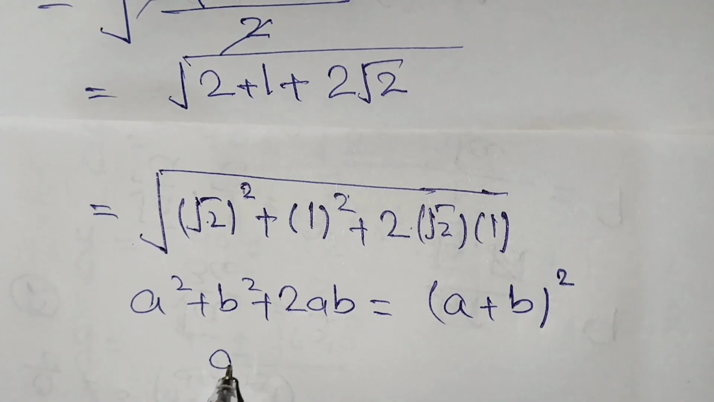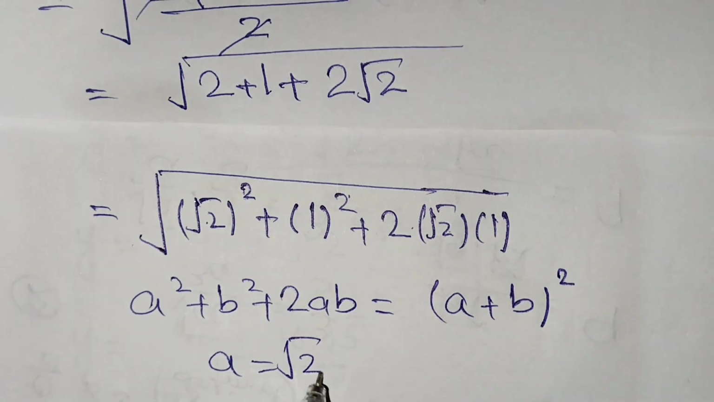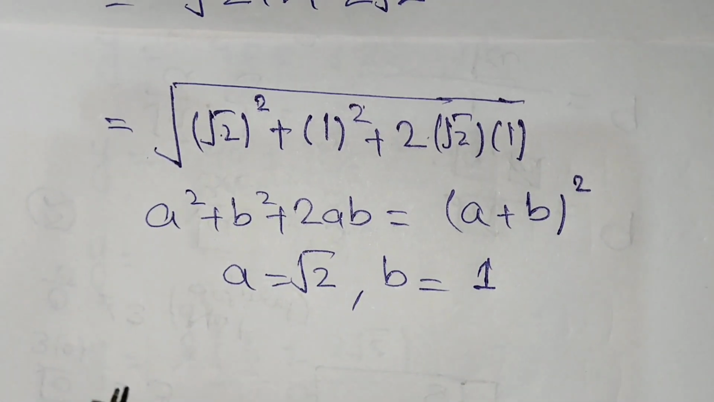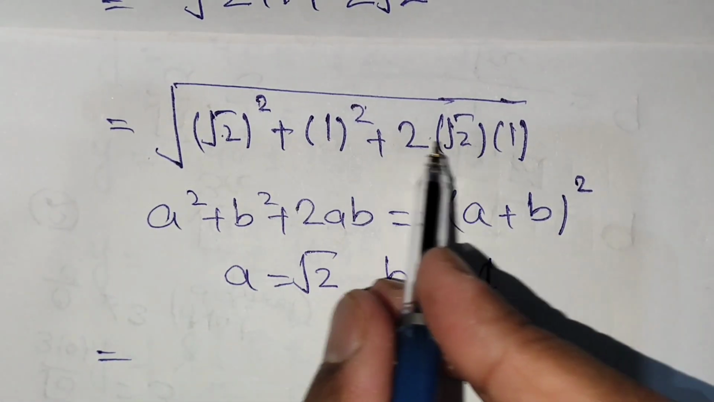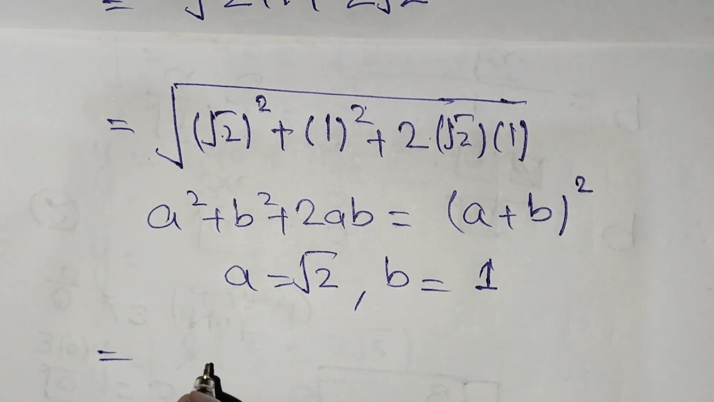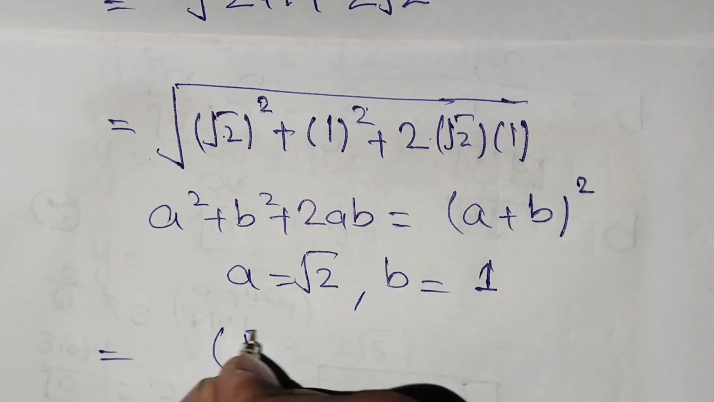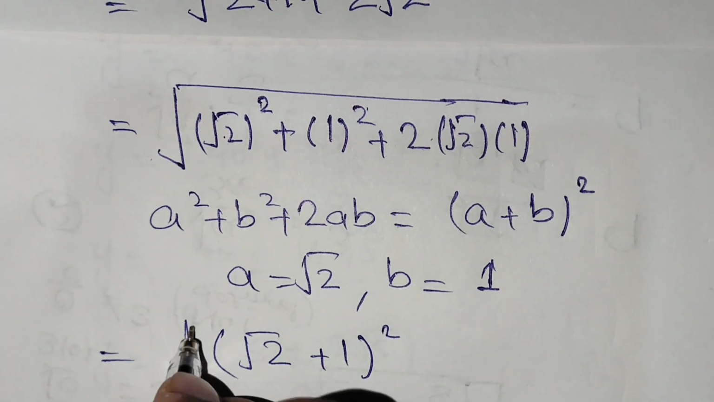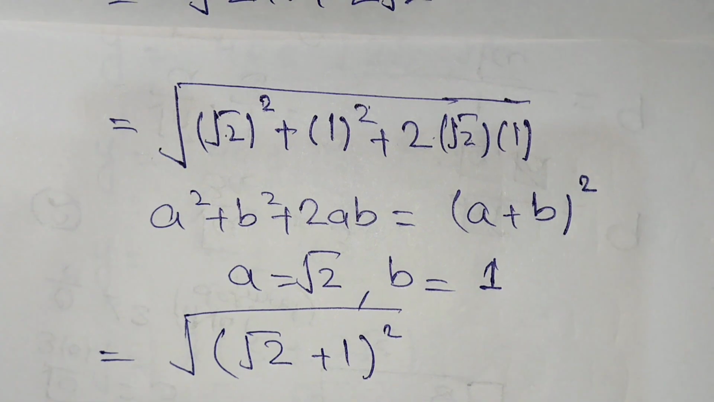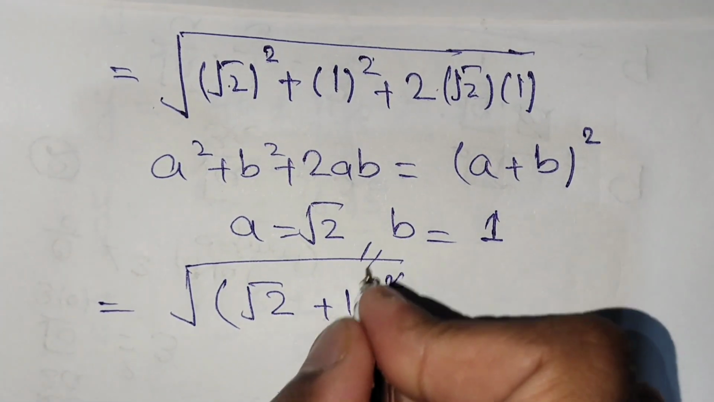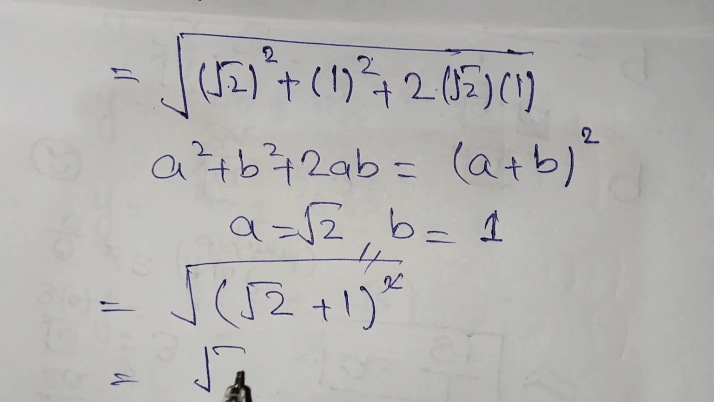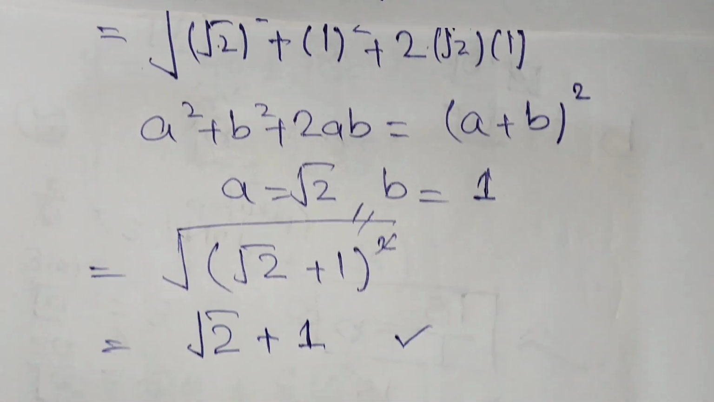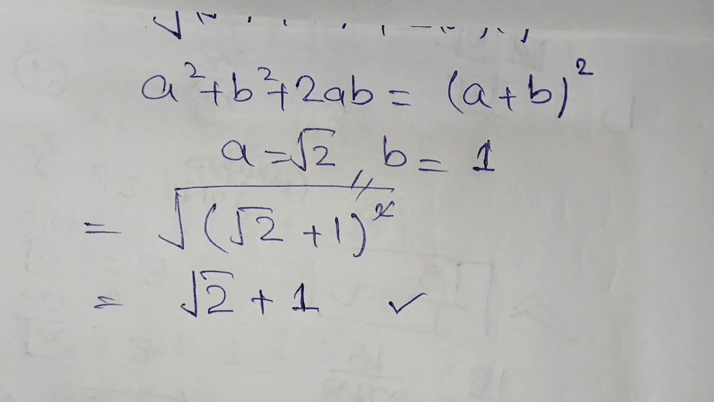So what is a in our case? This is square root of 2. And what is b? This is plus 1. So we will plug in this formula, this whole replaced by a plus b whole square. What is a? Square root of 2 plus 1 whole square, and this square root. We cancel square with square root, we get square root of 2 plus 1. This is a very easy and to the point method to solve this question.